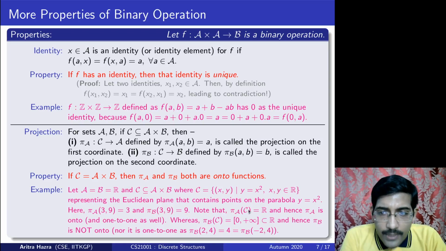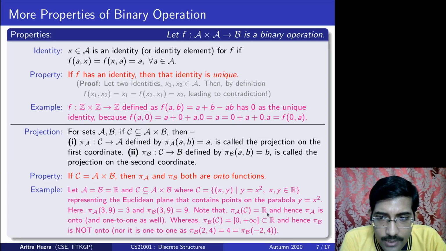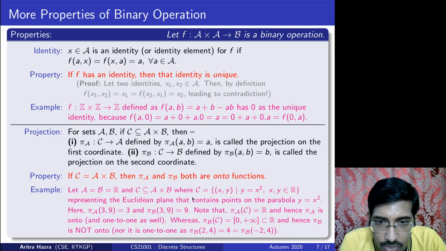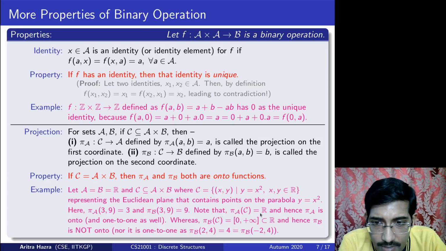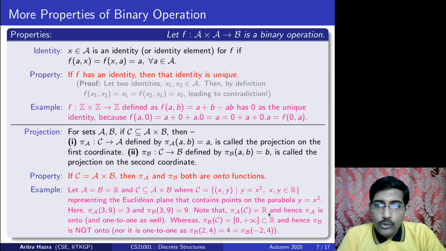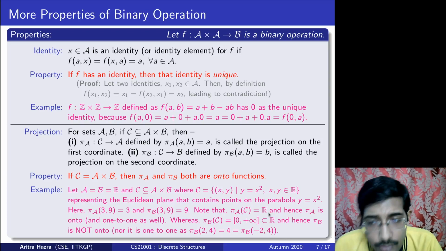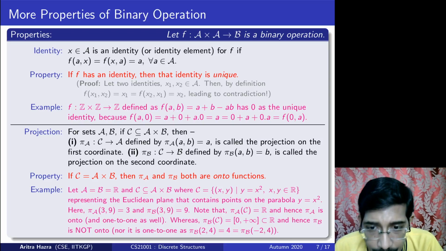Note that this first projection is obviously the set of R, because I took every point (x, x²) in my C. So therefore this is onto and one-to-one as well. For every point (x, y) I have an x to map. But my y is basically x².